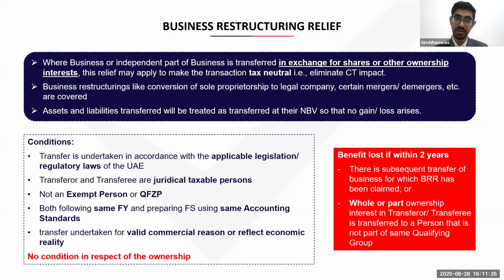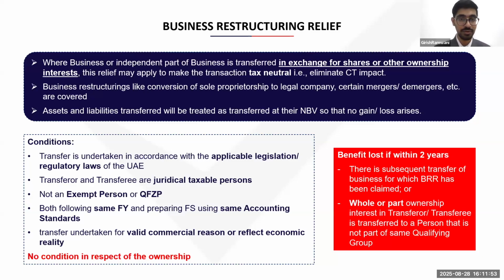If you have done a demerger or a merger or any transfer of your business in return for a monetary consideration, then in that case business restructuring relief may not apply. A mandatory condition is that such a transaction should have happened in exchange for some shares or other ownership interest only. Examples can be conversion of sole proprietorship to legal company, or certain mergers, demergers, etc. are going to be covered in this relief.